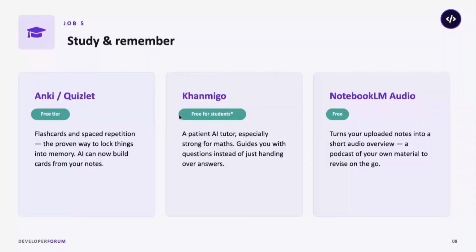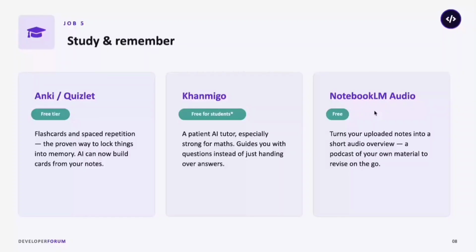Then there is another tool, Khanmigo from Khan Academy, a patient AI tutor. It is specifically strong for mathematics and structured subjects. Instead of just handing you the answers, good tutoring tools guide you with questions, which is far better for actual learning. And a bonus use of NotebookLM is it can turn your uploaded notes into an audio overview, basically a short podcast of your own material, so you can revise on the walk to class or commute home.